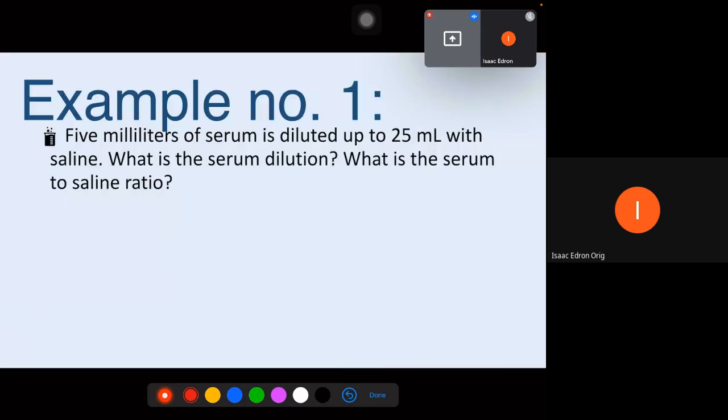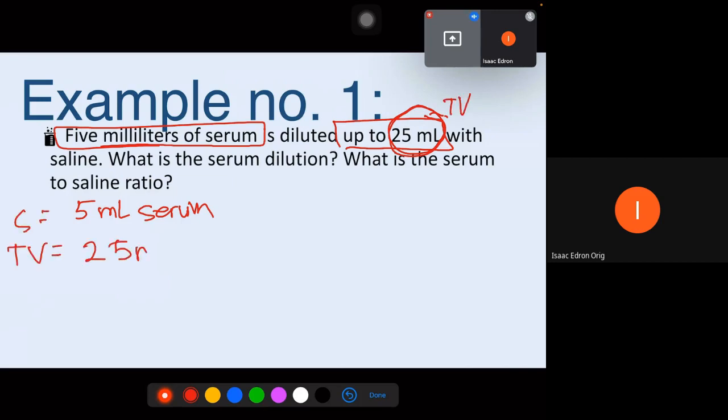Okay? So, sige. Let's start with the first example. 5 milliliters of serum is diluted up to 25 ml with saline. What is the serum dilution? What is the serum to saline ratio? Okay? So, ang nabigay sa atin is 5 milliliters of serum. Yan ang ating solute. Di ba? Kasi yan ang gusto nating i-dilute. It's diluted up to 25 ml. So, pag sinabing up to 25 ml, hindi iyan ang diluent. Kasi dinilute natin siya up to 25 ml. So, the 25 ml is actually the total volume na. Okay? So, total volume is 25 ml.